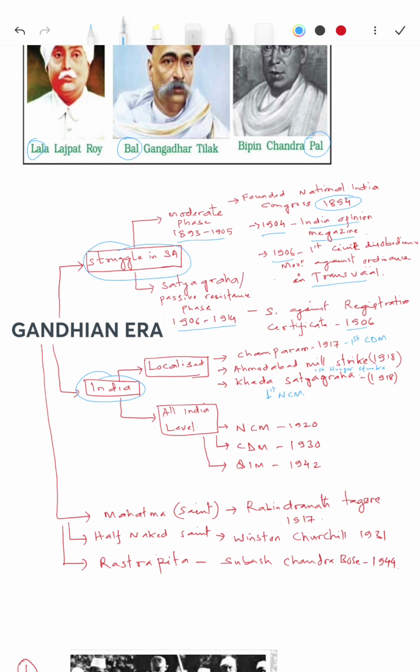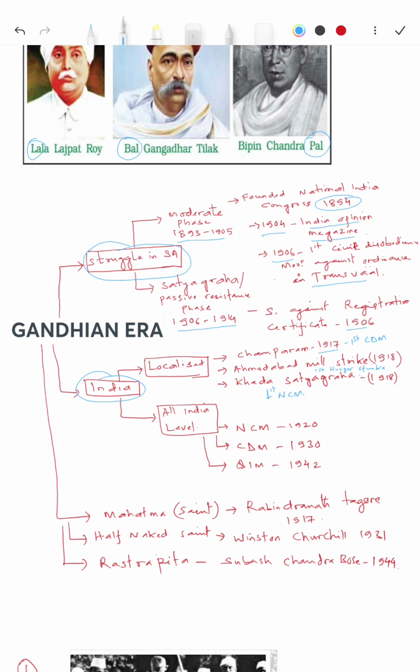The first, initial phase is localized. The Champaran Satyagraha in 1917 is the first civil disobedience movement. Then the Ahmedabad mill strike, in Gujarat in 1918, is the first hunger strike. Then the Kheda Satyagraha in 1918 is considered the first non-cooperation movement. These satyagrahas are localized in nature; their agitations were localized in particular areas.